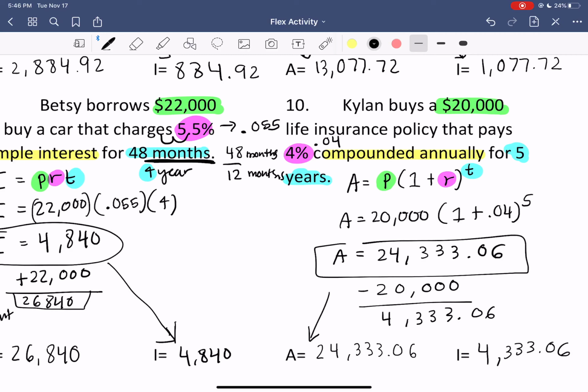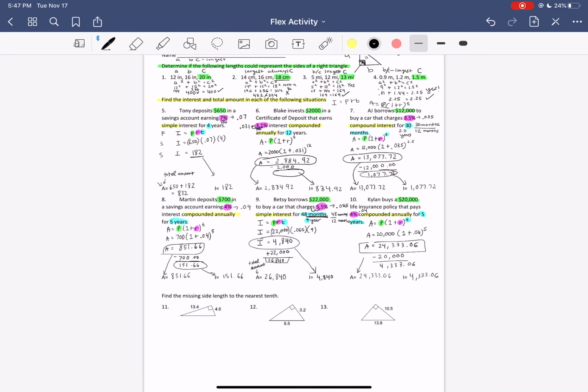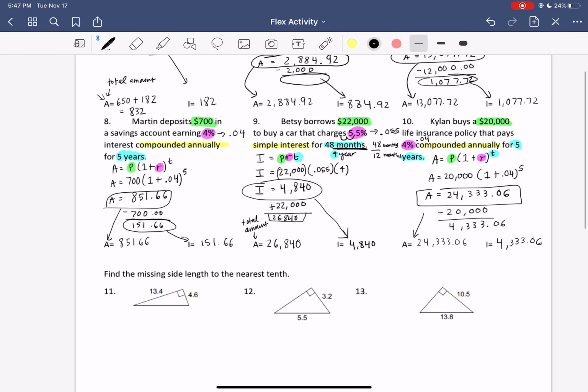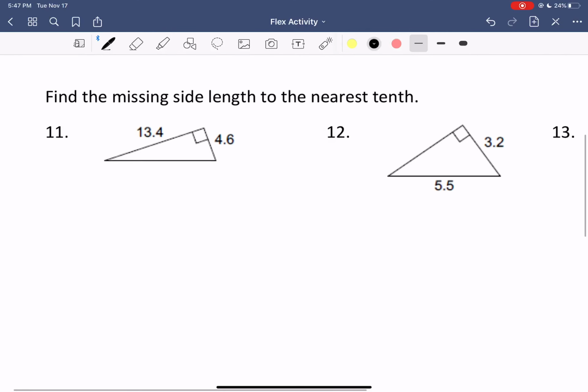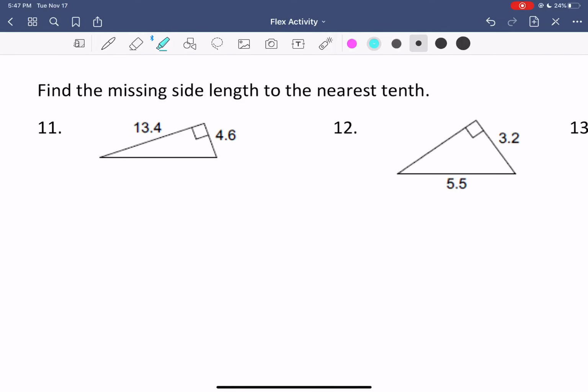So there's our interest questions. When you're looking for A, it's the total amount, and when we're looking for I, it's the interest. So let's go ahead and go back to finding the missing side length. We're looking at A squared plus B squared equals C squared.